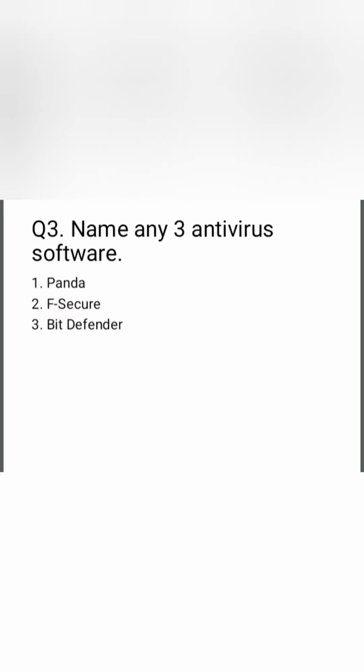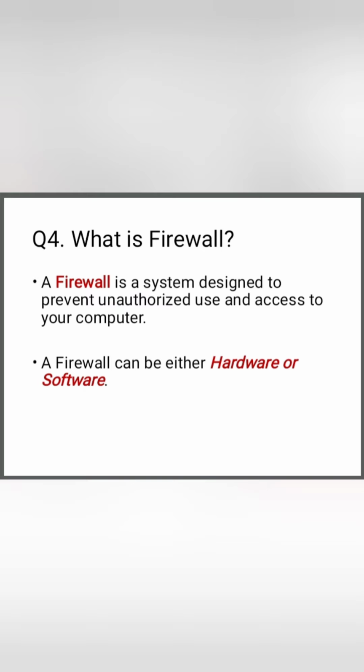Next question, name any three antivirus software. Panda, F-Secure, Bitdefender, etc. Last question, what is a firewall? A firewall is a system designed to prevent unauthorized use and access to your computer. A firewall can be either hardware or software.